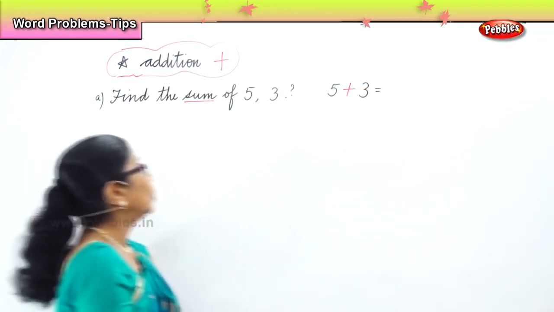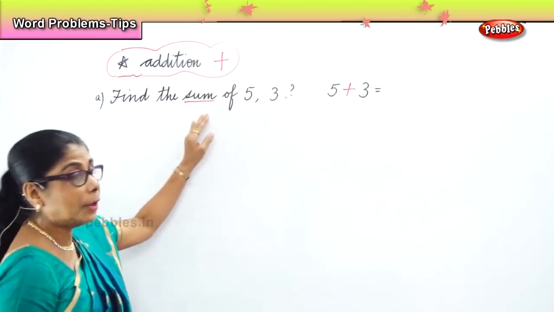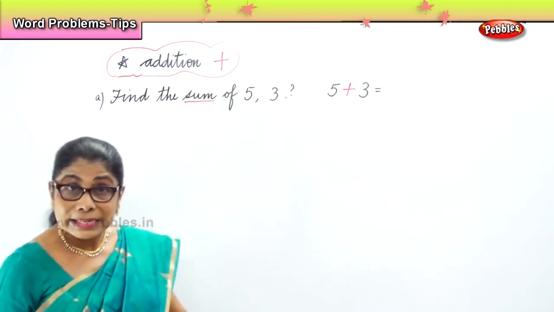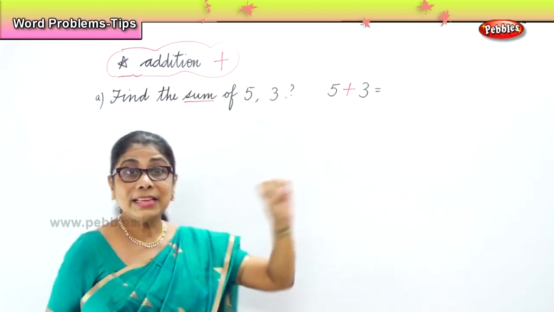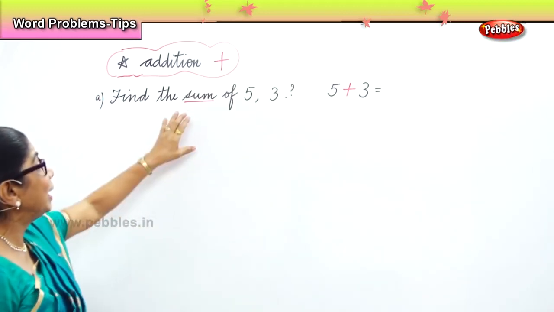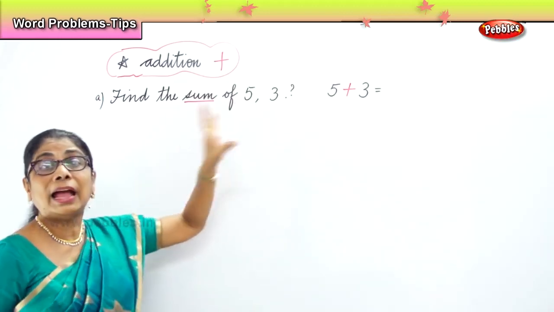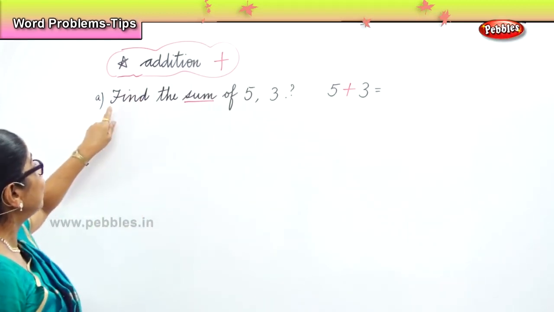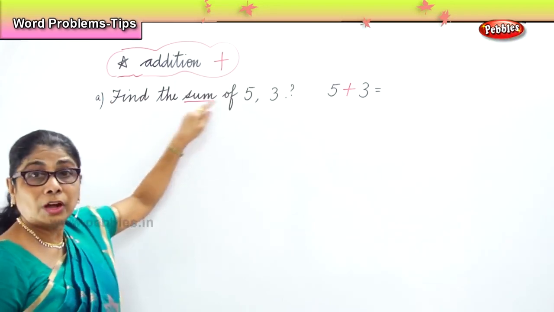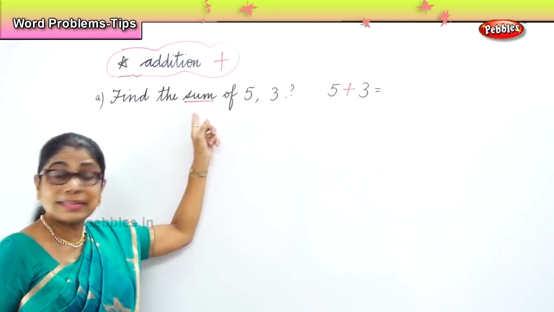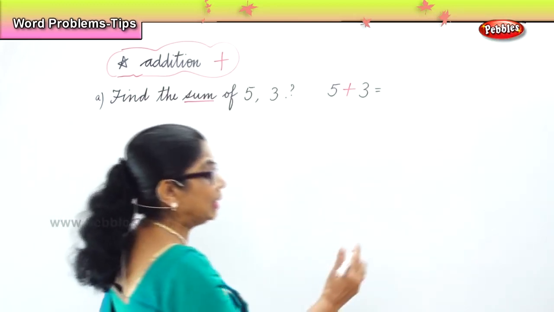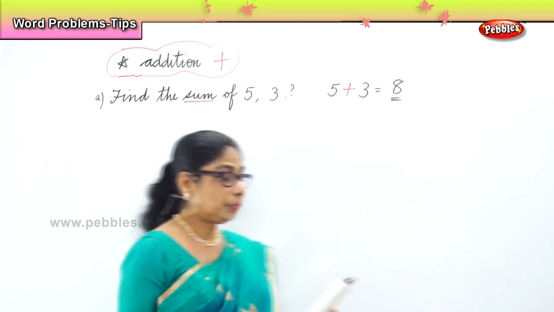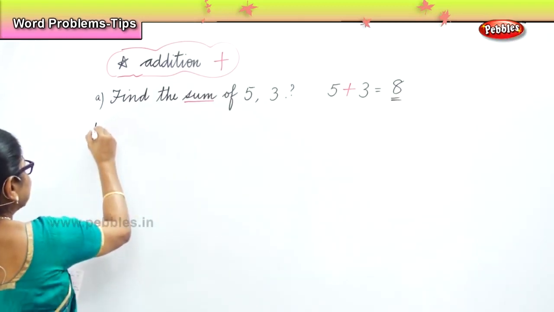What is? Find the sum of 5 and 3. 5 and 3 is what? 5, 6, 7, 8. So when I say sum of the two numbers, I mean addition. You need to understand, find the sum of two numbers. When you say find the sum, it is addition. So 5 plus 3 is 8. Answer is 8.